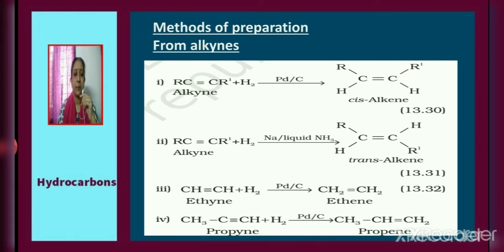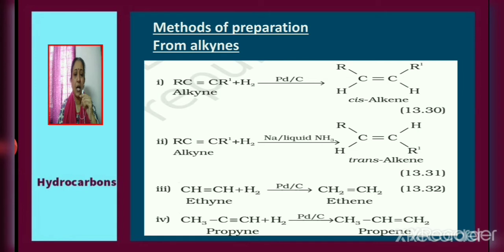Alkenes can be prepared from alkynes by hydrogenation reaction. Hydrogenation reaction is addition of hydrogen. This reaction can be carried out either in the presence of pelletized charcoal or sodium in the presence of liquid ammonia.